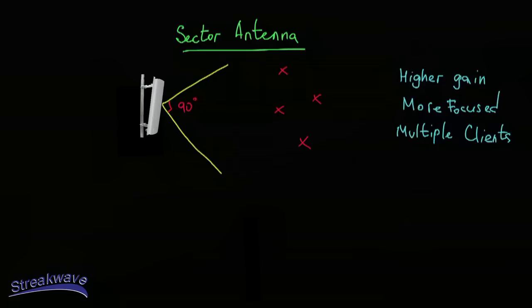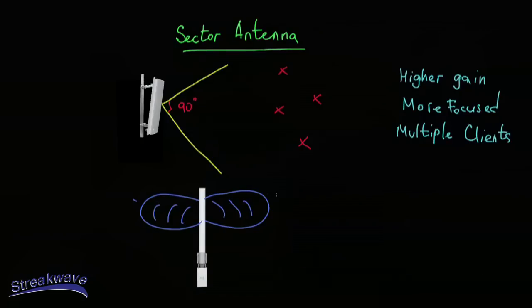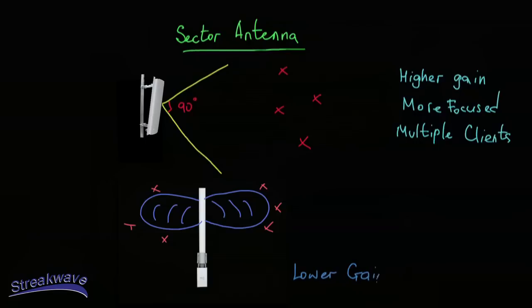An omnidirectional antenna will do the same thing as a sector, but the omni antenna, as we discovered before, is 360 degrees. So it's going to cover everybody around that circle. Anyone can be on the back side of that antenna. The omnidirectional typically has a lower gain antenna. The sector antenna has a higher gain.